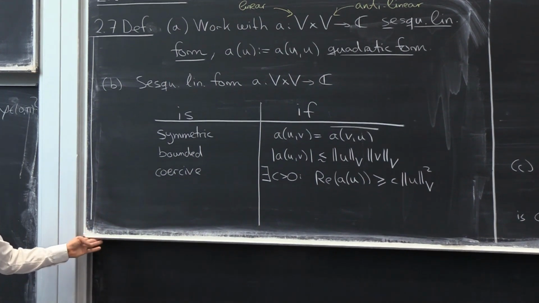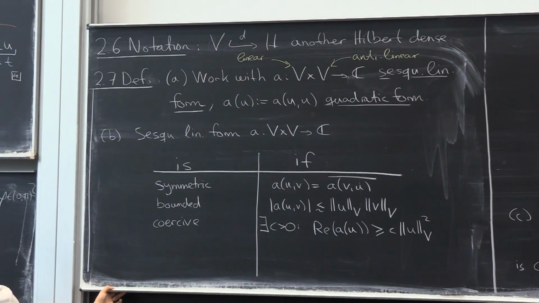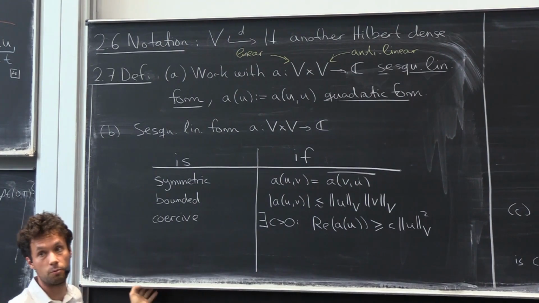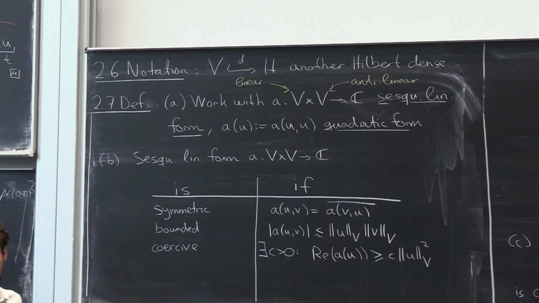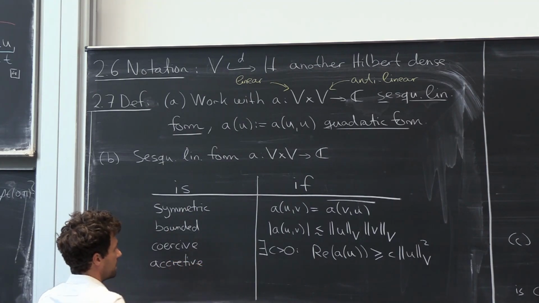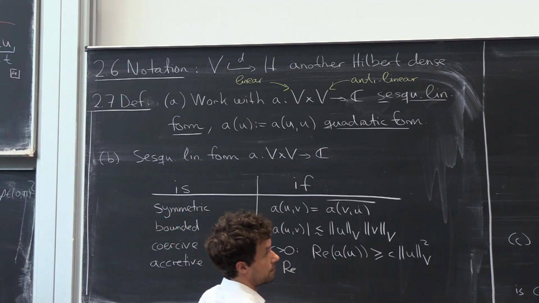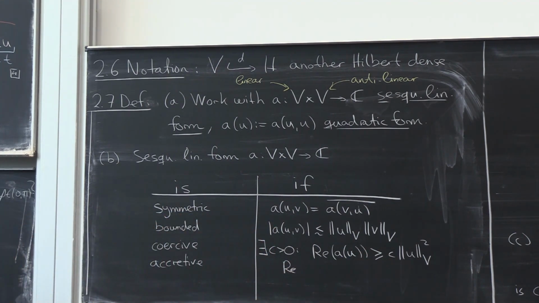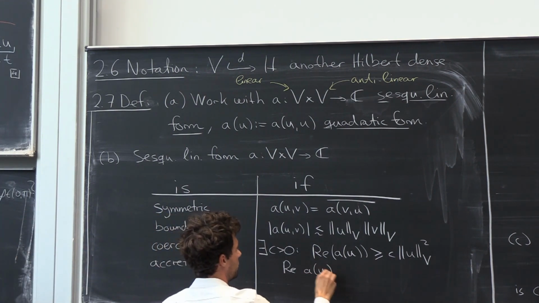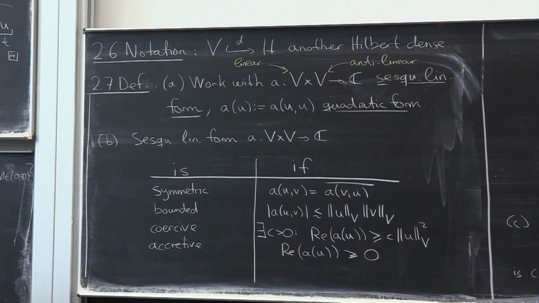Okay. Now, besides these two things that you might have seen before, there are two notions that will be important for us, because working with coercive sesquilinear forms will be too restrictive for what we're trying to do. And so we say that the sesquilinear form is accretive if the quadratic form only takes values in the right complex half plane. In other words, if the real part of A of u is always non-negative.